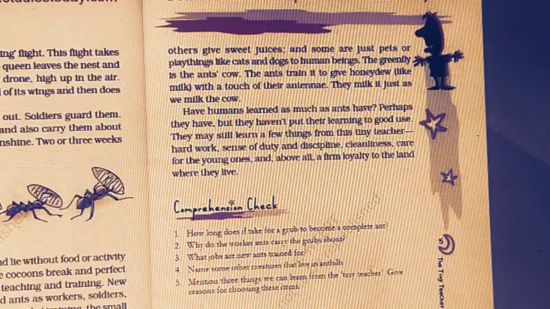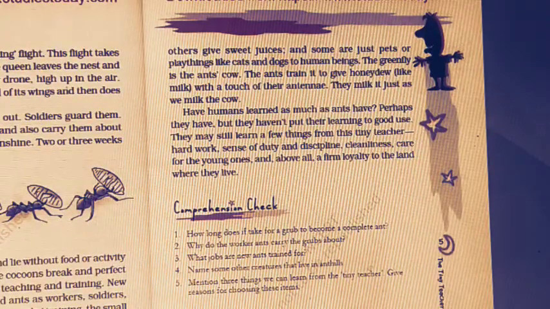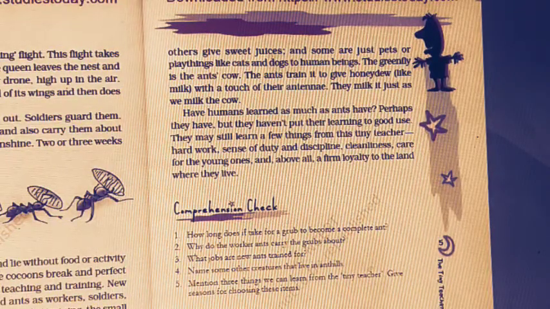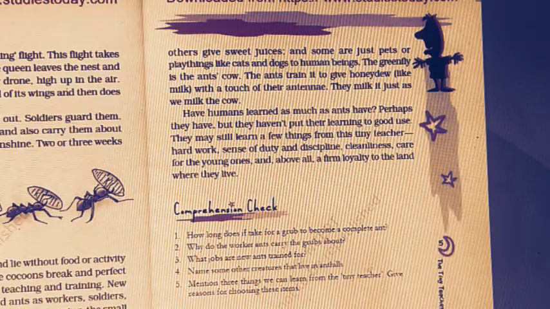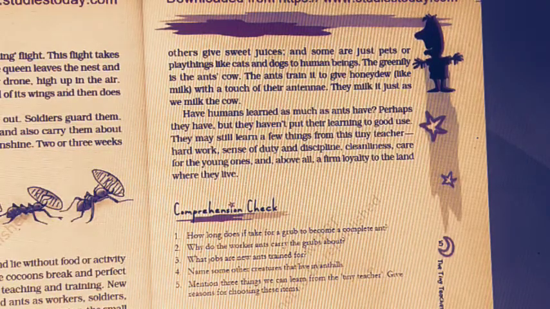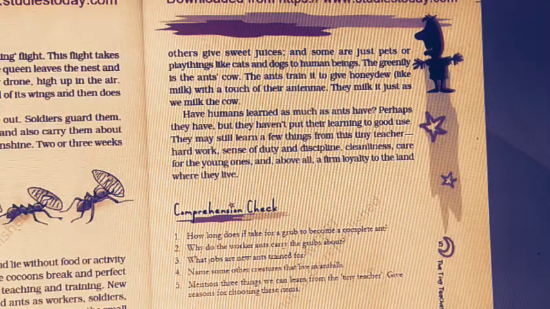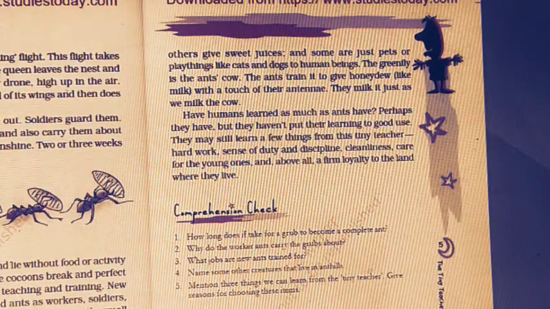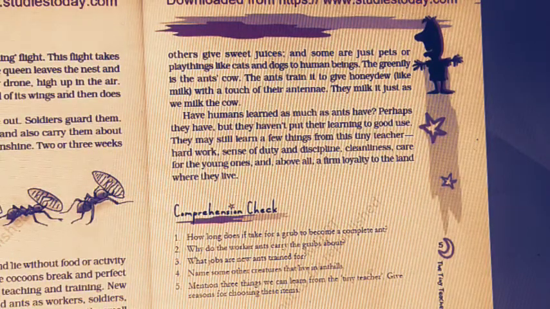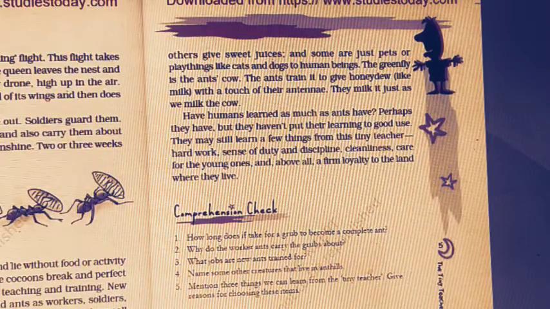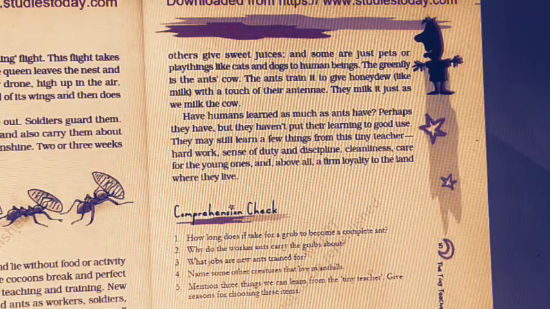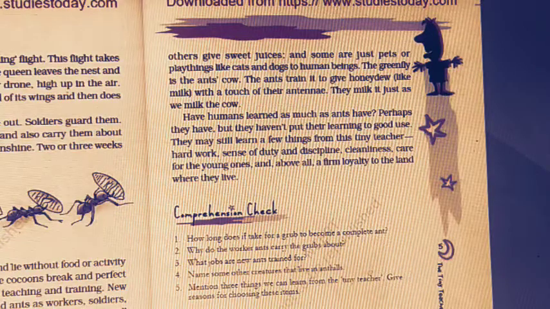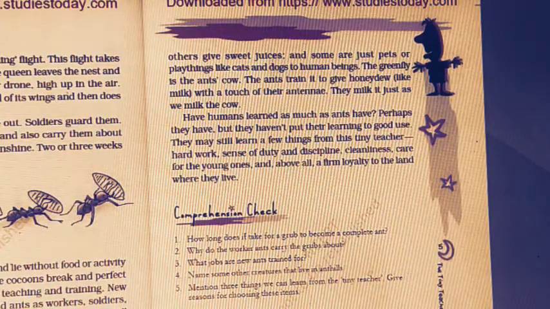So man can learn many things from the ant, the tiny teacher: hard work, sense of duty, cleanliness, and the most important, firm loyalty to the land, to the country. Hard work is easy to see as each ant does its duty regularly. Sense of duty and discipline are the most important qualities of an ant's life. All ants together take care of the whole ant hill. Thus, human beings have to learn a great deal from the ants.